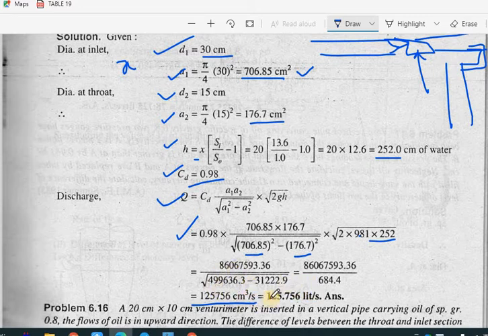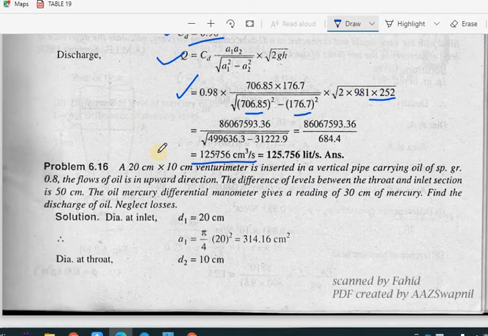In order to convert this into liter per second, we need to divide it by 1000. So 125,756 divided by 1000 will be 125.76 liter per second. Okay. So this is a formula numerical related to a venturi meter when it has been placed inclined.